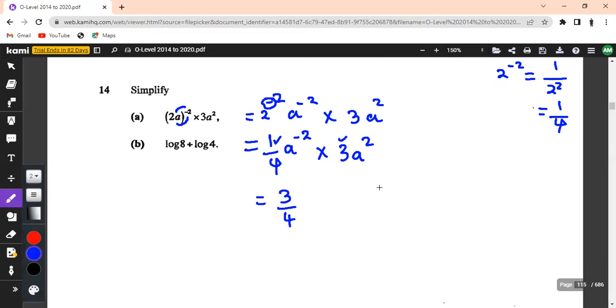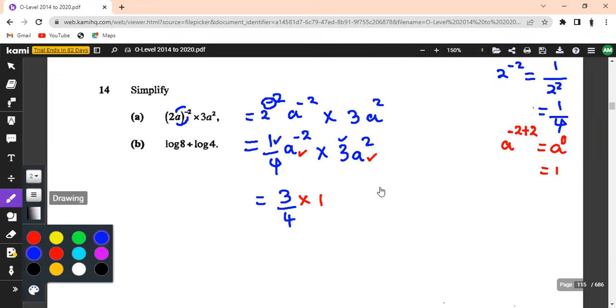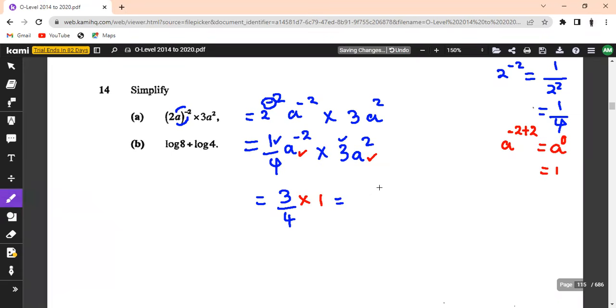Now let us get to the a that we are given here. This a is multiplying to this a. We know that when you're multiplying, we add the exponents or the powers. So we're going to add minus 2 and 2. That's a 0 here. So it's going to be a to the exponent of 0, which is a 1. Any number to the exponent of 0 is 1. So this one is simply being multiplied by 1, and multiplying by 1 does not change anything. So it's just going to remain as 3 over 4.